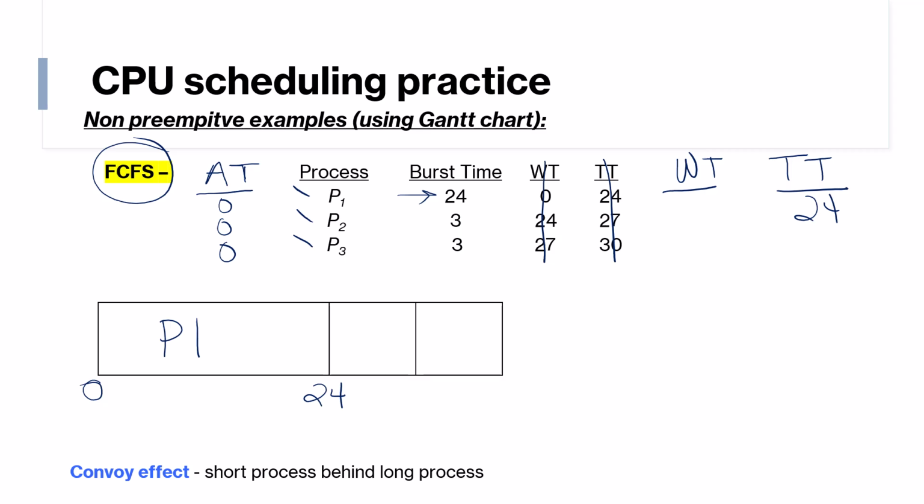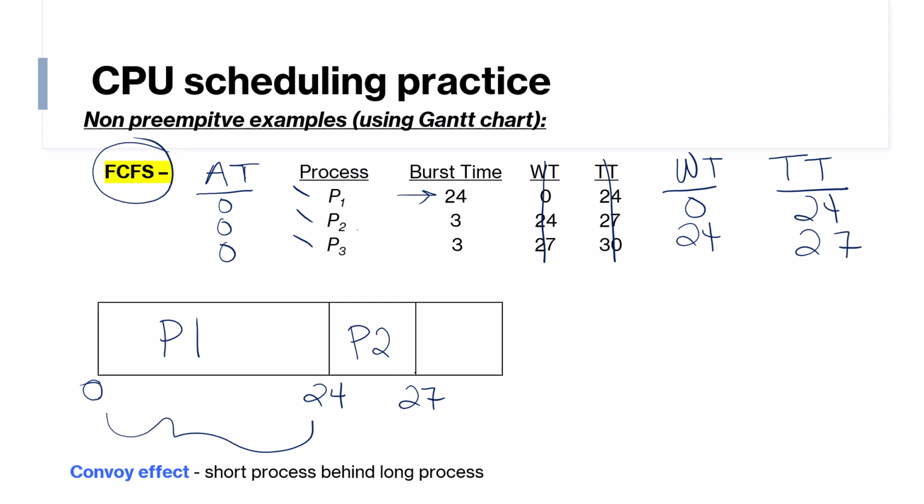Now we have P2. P2 is going to get onto the CPU at time 24 and has 3 time units on the CPU, so P2 will be here until time 27. So P1 arrived at time 0 and did not wait at all. P2 arrived at time 0 but waited 24 time units to get onto the CPU. This is how long P2 waited. And then P2 arrived at time 0 and was done at time 27, so P2's turnaround time is 27.